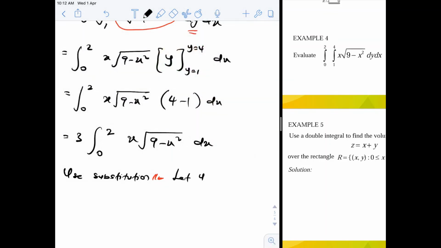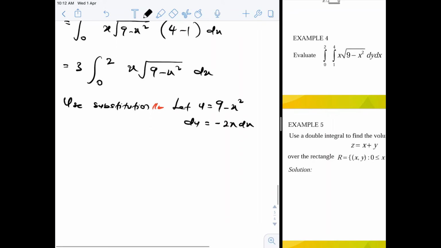We let u equals to 9 minus x squared. So differentiate u, differentiate 9 we get 0, differentiate negative x squared we will get negative 2x dx. So now from here we can have dx equals to du over negative 2x. Okay, now actually it's up to you whether you want to use the original limit. So you need to substitute the original limit later, or if you want to substitute the limit now, then you can change the limit. Alright, let me change the limit.